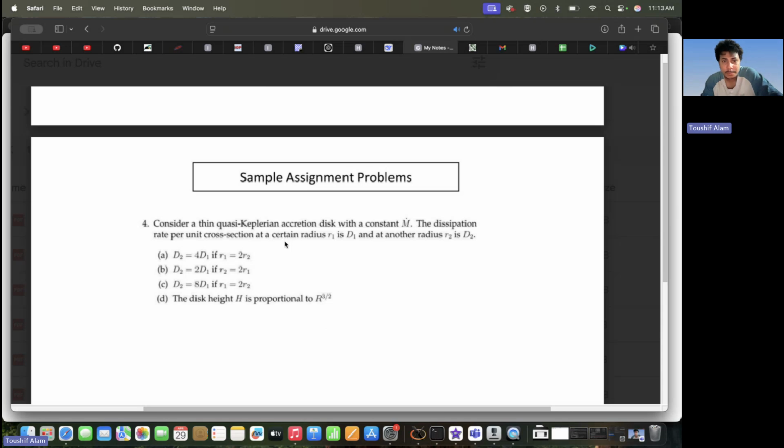Consider a thin quasi-Keplerian accretion disk with a constant M dot. The dissipation rate per unit cross section at a certain radius r1 is D1 and at another radius r2 is D2. So D2 is equal to 4 D1 if r1 is equal to 2 r2. D2 is equal to 2 D1 if r2 is equal to 2 r1. D2 is equal to 8 D1 if r1 is equal to r2. The disk height H is proportional to r to the power 3/2.